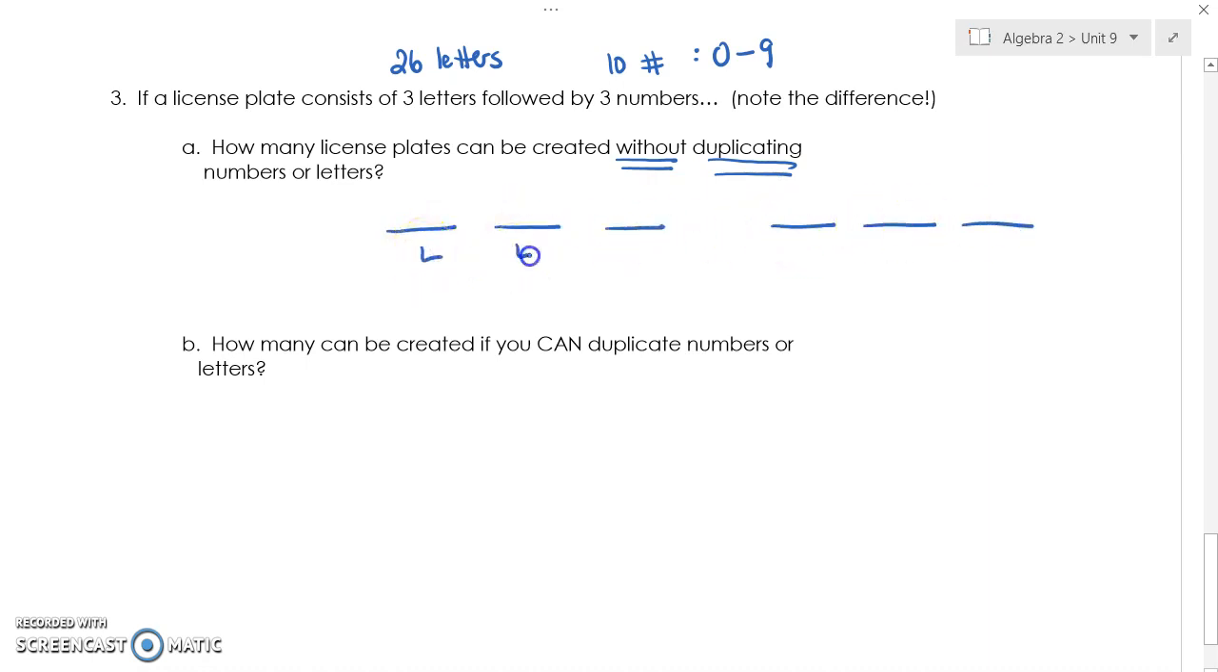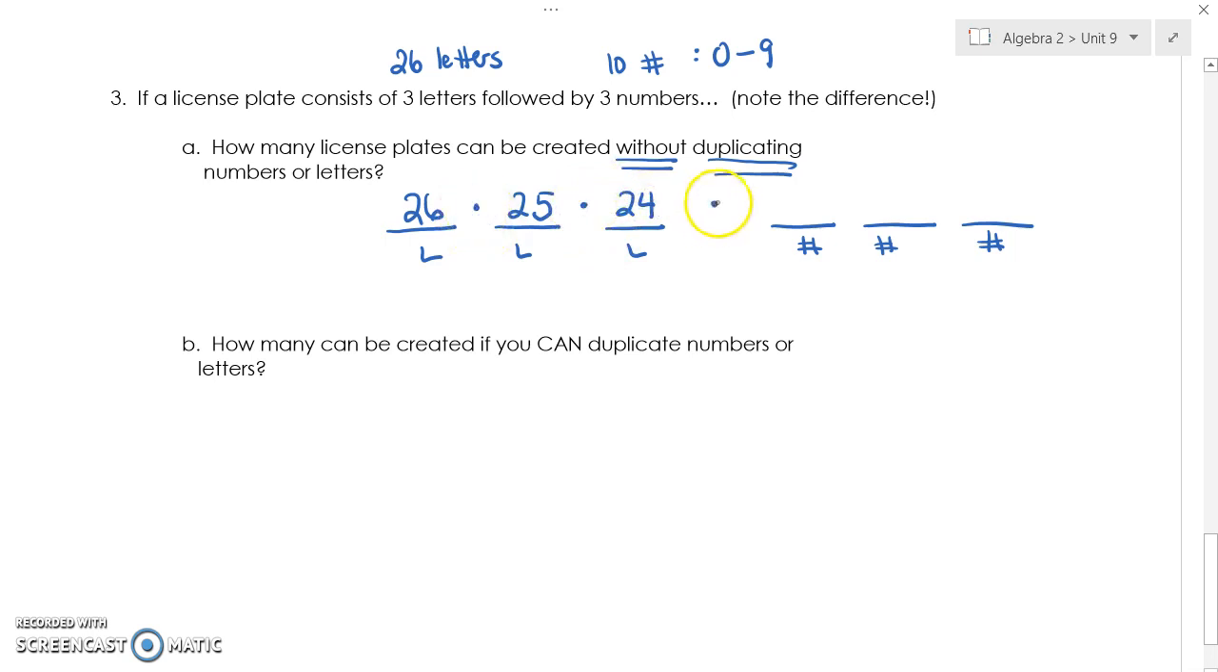All right, so we have 3 letters, then 3 numbers. I'm just going to put an L representing letter and a number symbol representing the numbers, okay? Now, they don't want us to duplicate, so once I use a letter, I cannot use it again, all right? So how many letters do I have? Well, we have 26 letters. Once I use one of the letters and I can't use it again, now I have 25 letters. And once I use that one, I now have 24 to choose from. So that's how the letters will work.